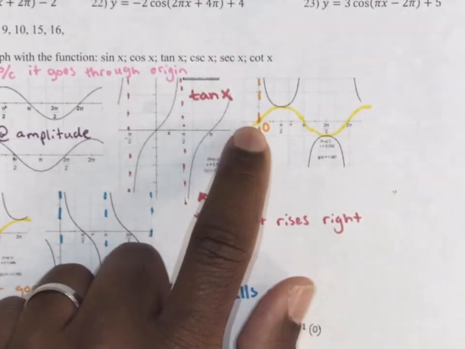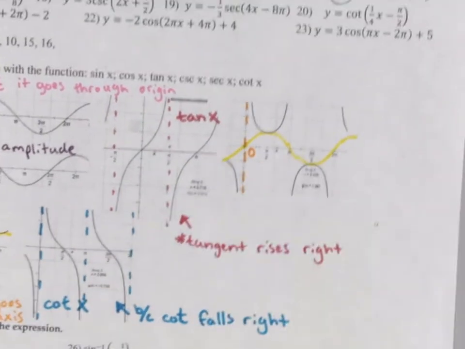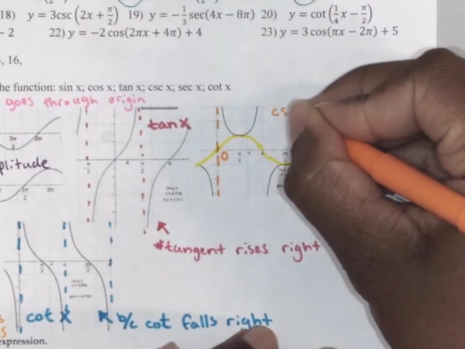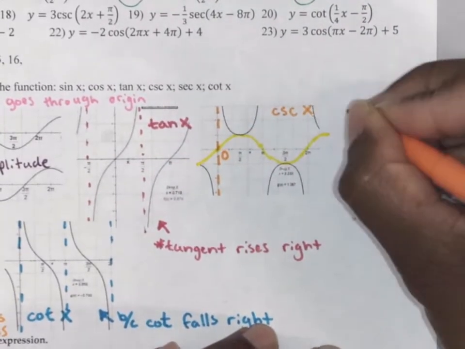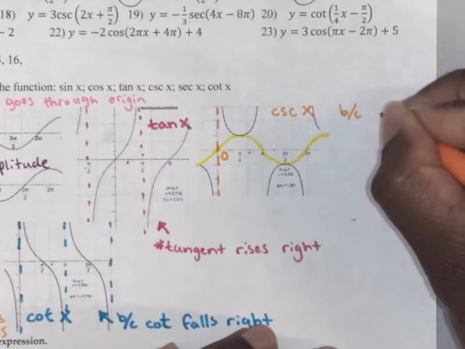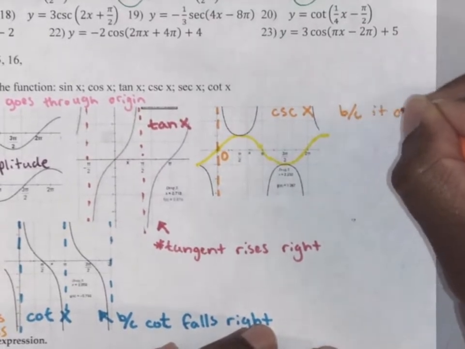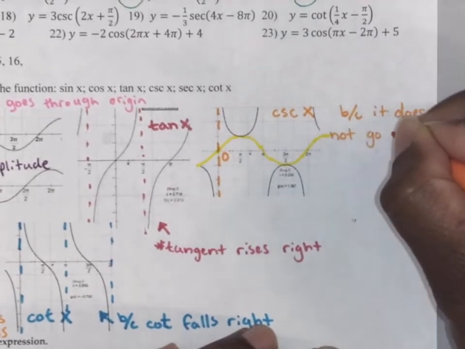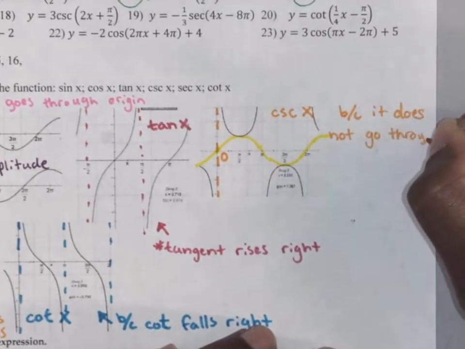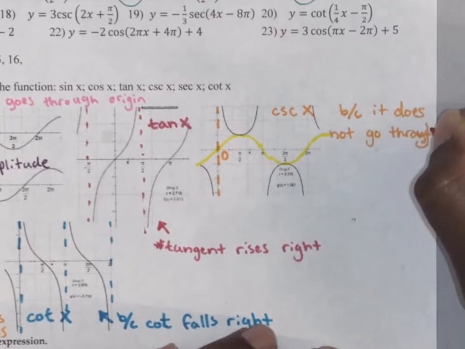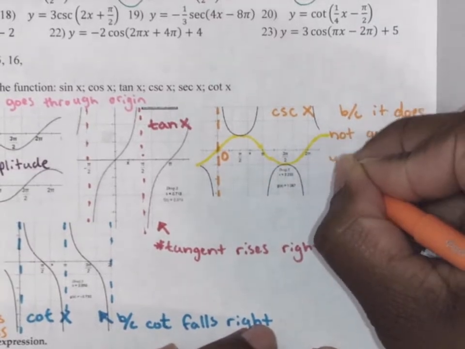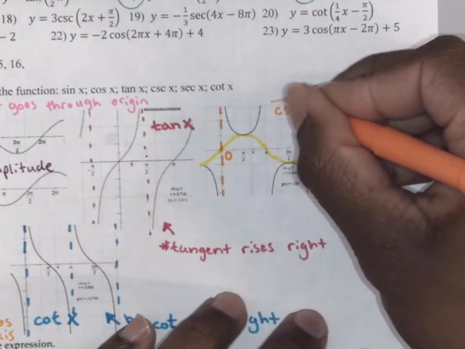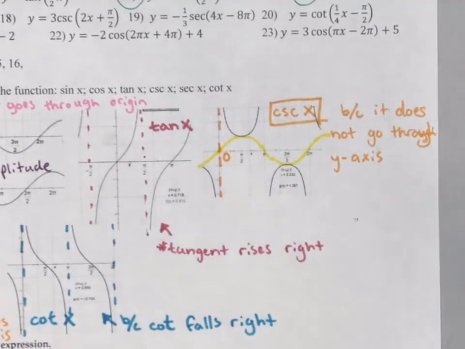And notice how the mirrored function goes through the origin. So this one is cosecant, because it does not go through the y-axis. All right, so cosecant.